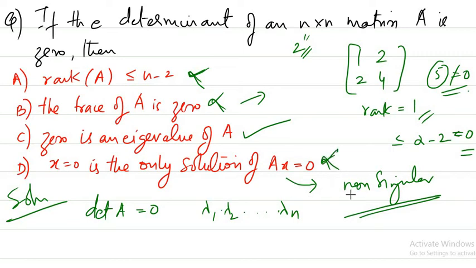And here it cannot be non-singular, right? Because we are given it's a singular matrix. Determinant of A is 0 is given to us. So this will never happen. So the only correct option is option C. Okay. So now let's move to the next problem.